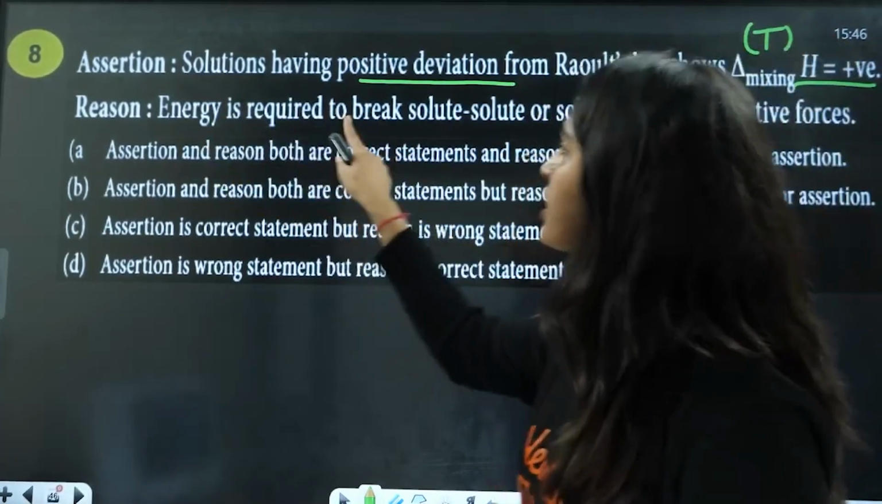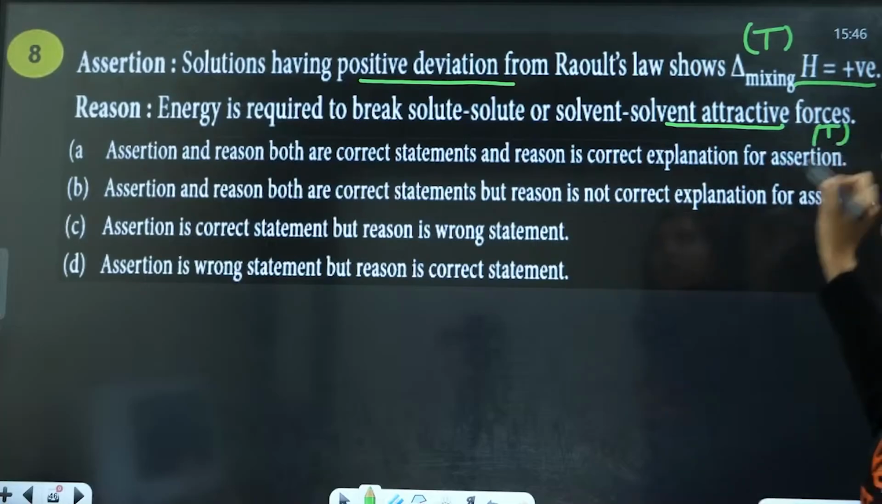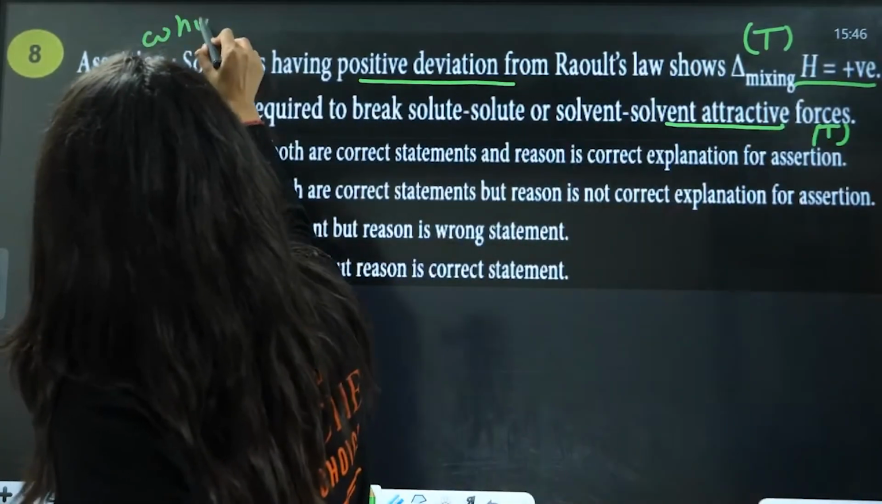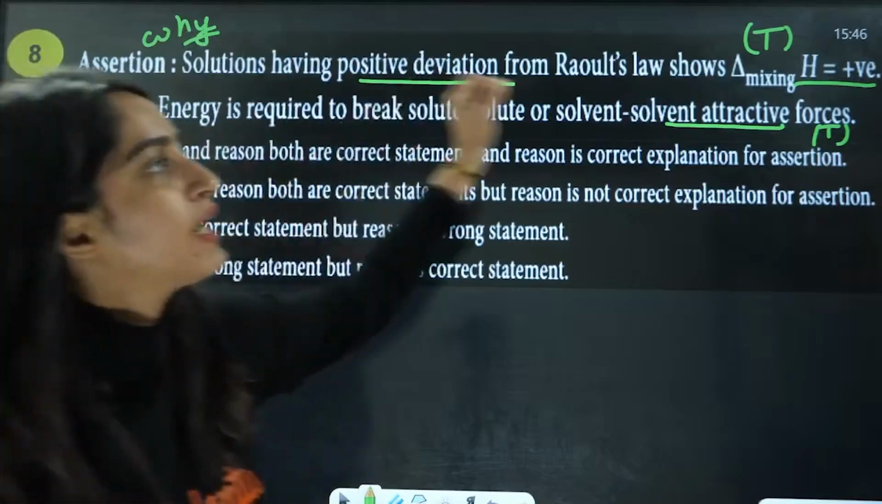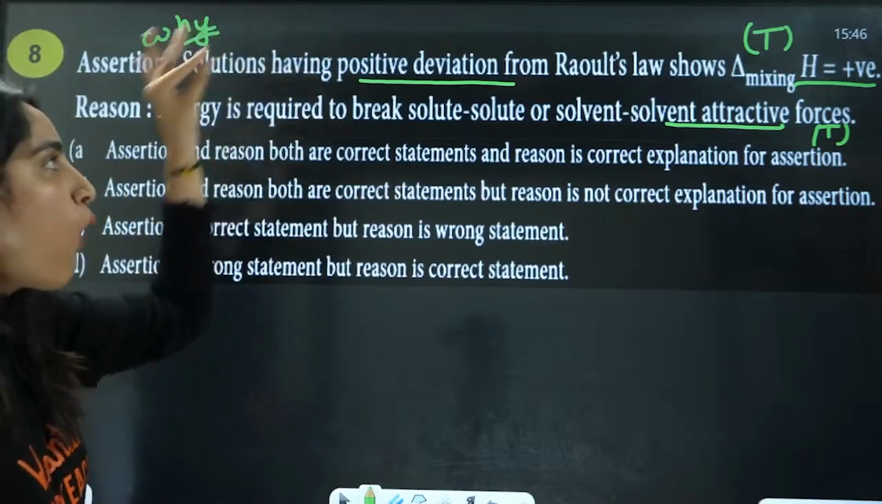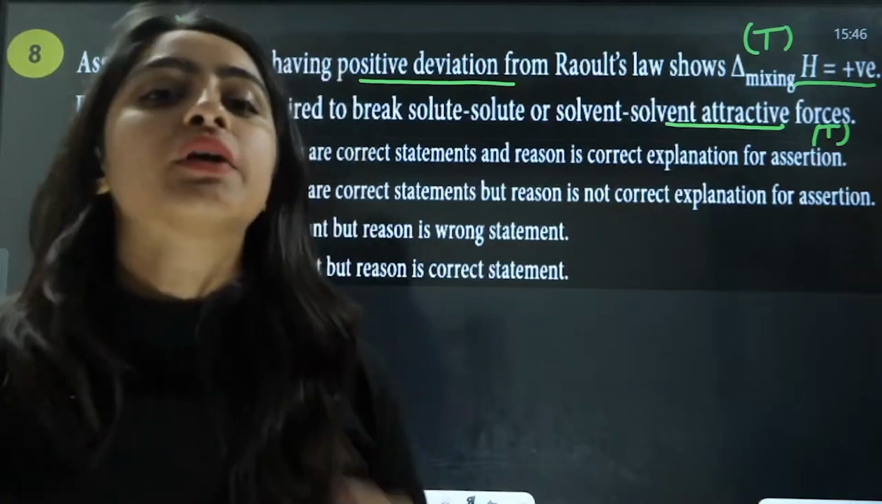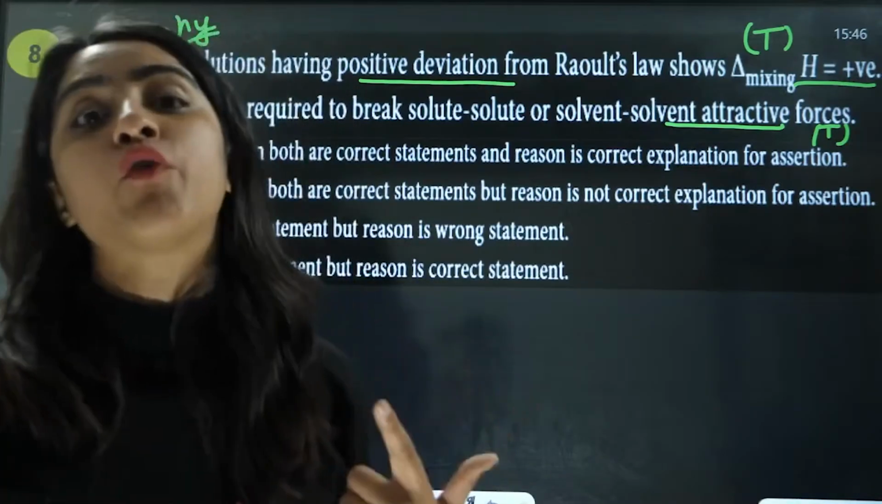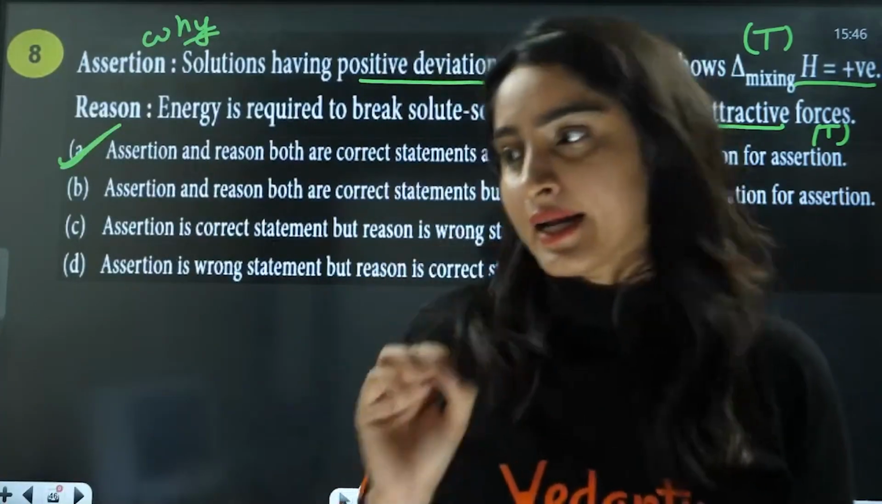True. Now, energy required to break solute-solvent attractive forces. Yes, energy is definitely required in positive deviation. That is also true. Now, ask why here. Everybody, is it giving the right answer here? Is it giving the why solution has positive deviation? Delta H is positive because energy is required or absorbed to break solute-solvent attractions. This is giving the right answer. This is giving the reasoning for our question. So the answer here will be A.